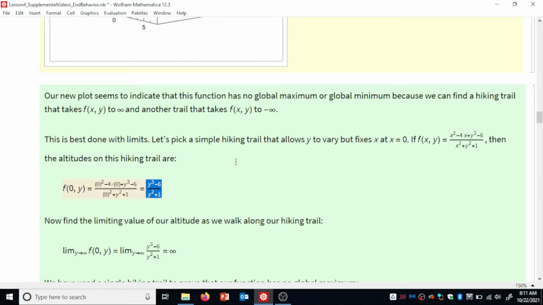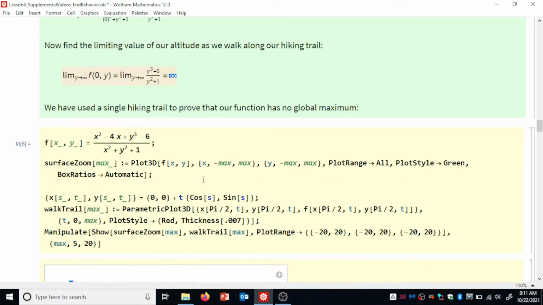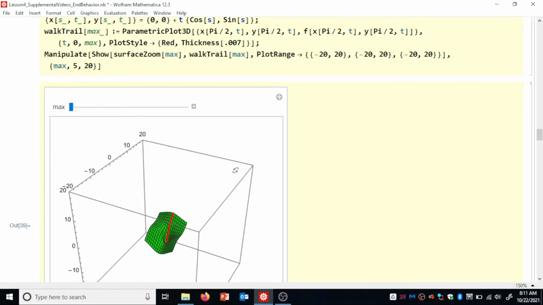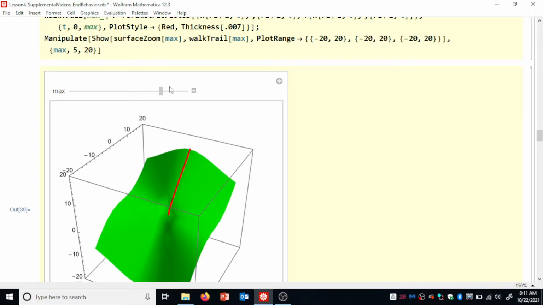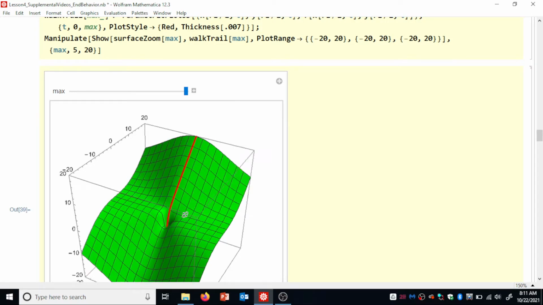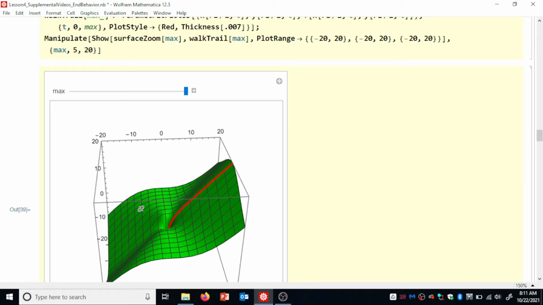And if you saw this in Calc BC last year, you would say, I know how to take the limit as y goes to infinity on this function. It goes to infinity. Well, that's definitive mathematical algebraic proof that this function tends to positive infinity. Therefore, it does not have a global maximum. We could look at a plot that kind of illustrates this. Imagine walking on this red hiking trail and you're going further and further and further. And you could see that as you continue on this hiking trail, your z value is going to tend to positive infinity. This function has no global maximum.